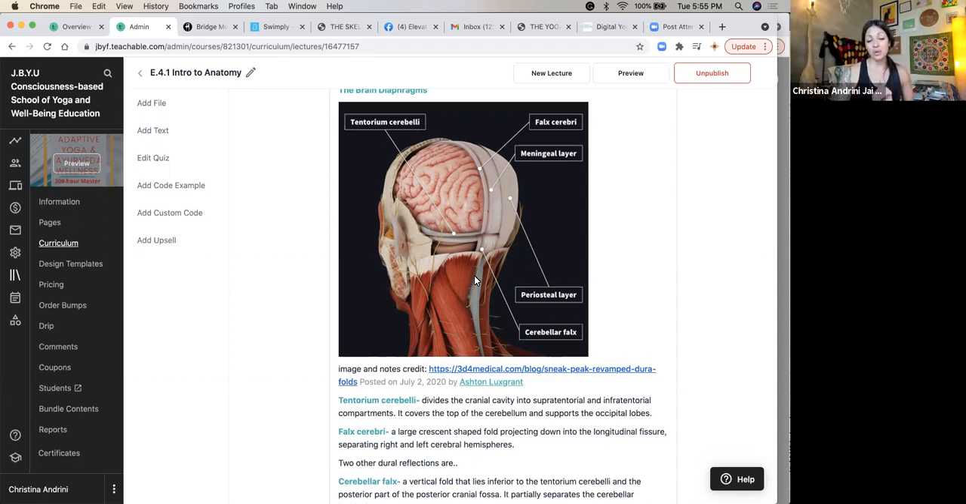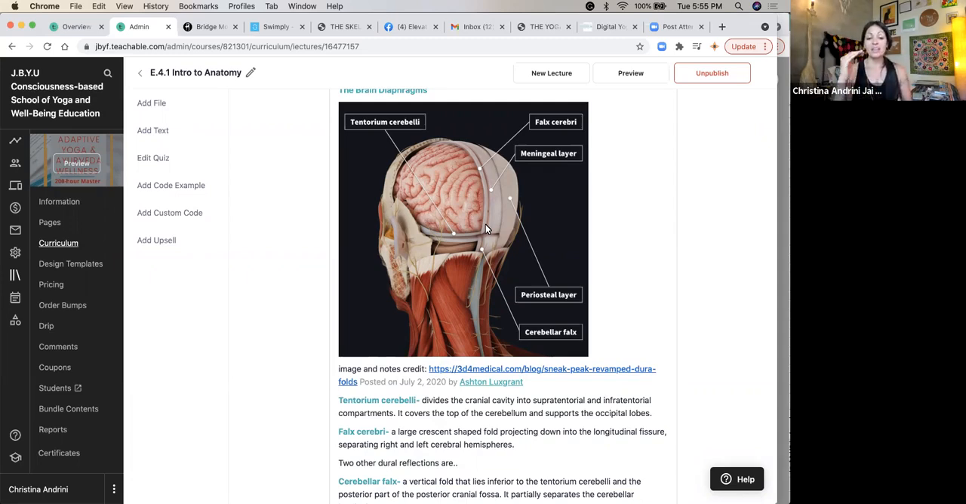The falx cerebri is the large crescent-shaped fold that projects down into the longitudinal fissure, separating the right and left cerebral hemispheres. We see the falx cerebri labeled here, right in the middle, dividing the right and left hemisphere.